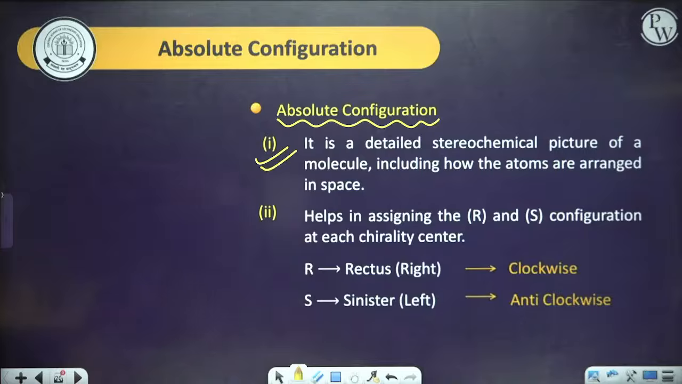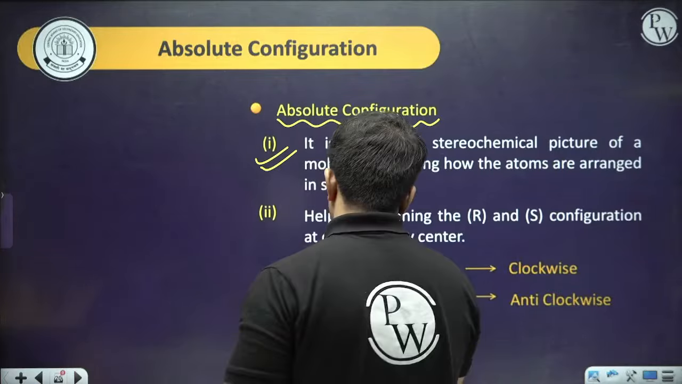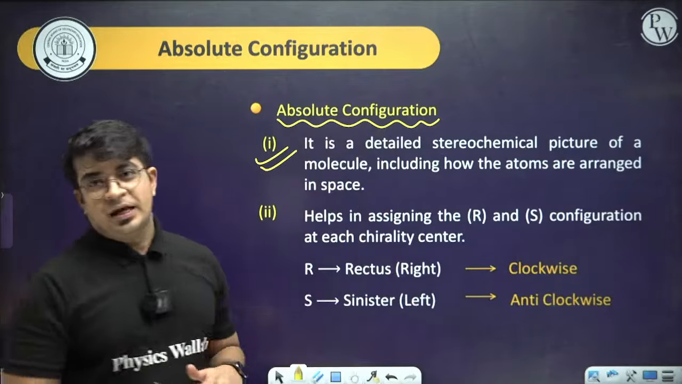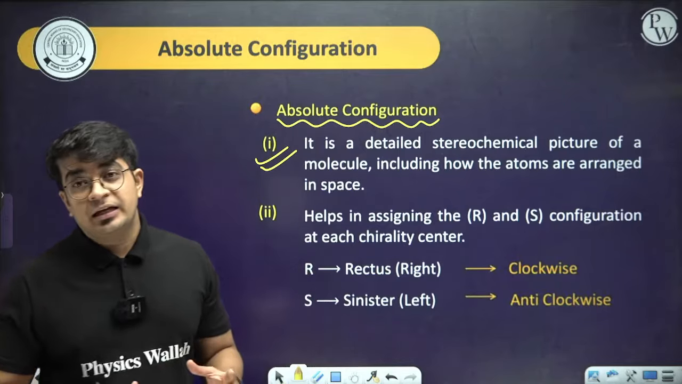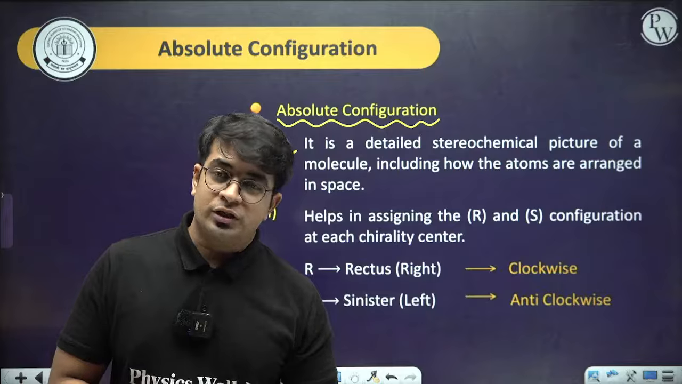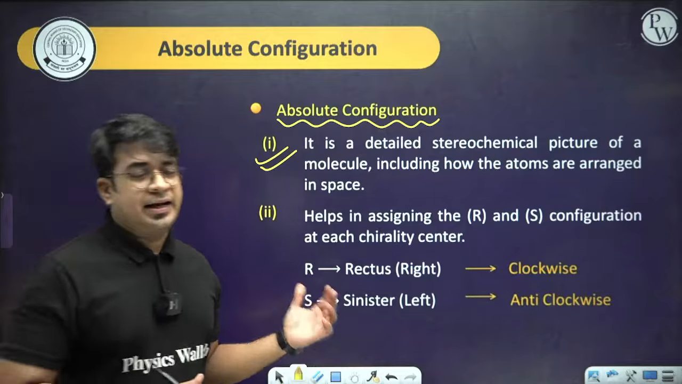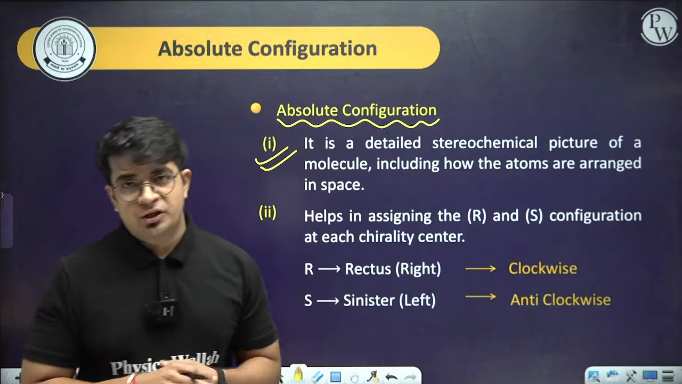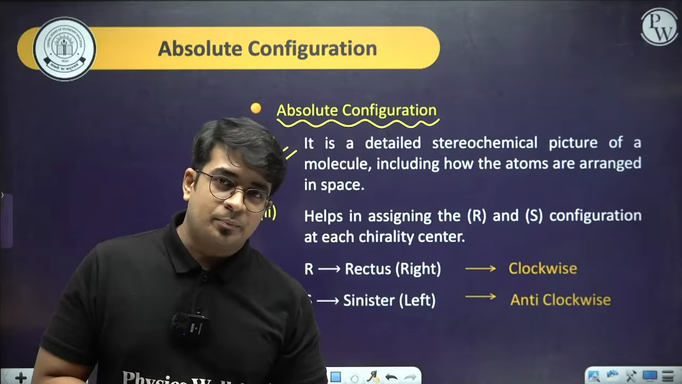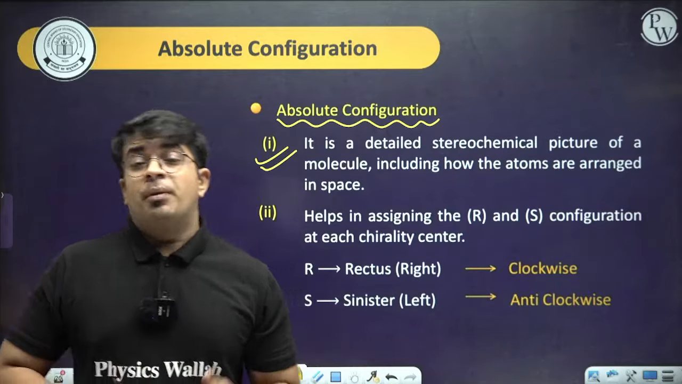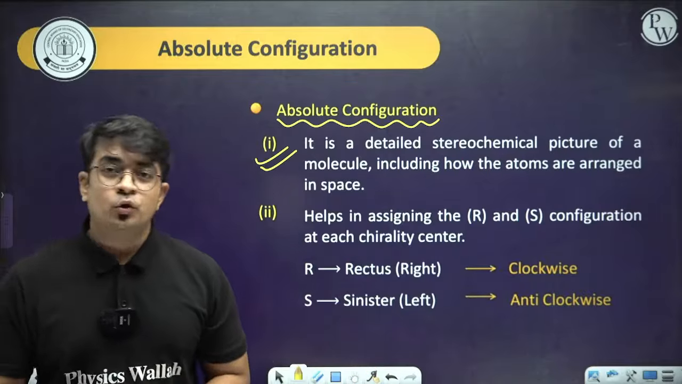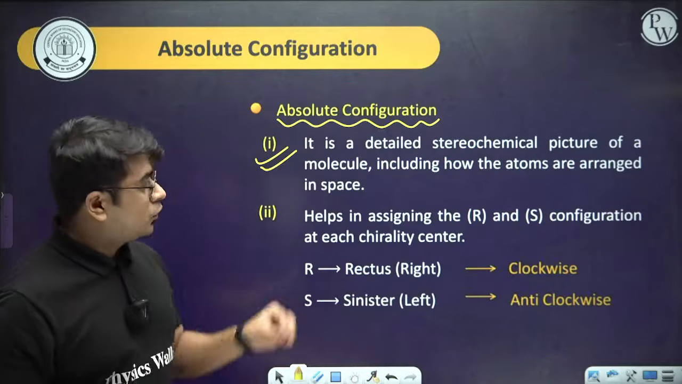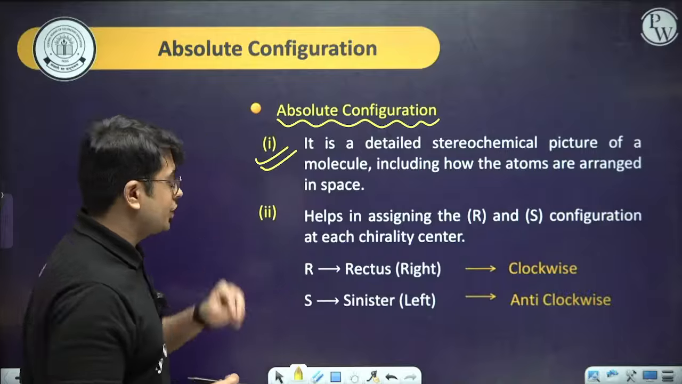Okay. Let's talk about the basic analysis of R and S. This analysis actually depends upon the type of projection you are using. You can define the R and S configuration in Fischer projection, as well as in wedge-dash projection. But the rules to decide R and S differ in both cases. So let's figure out what the absolute configuration is in each case.